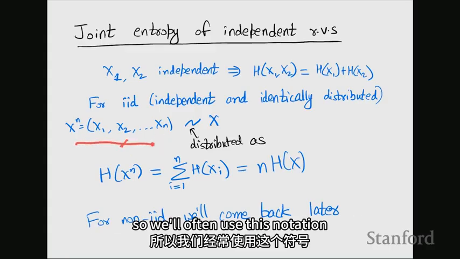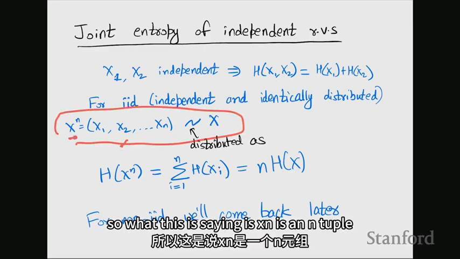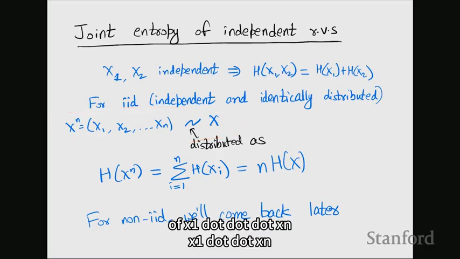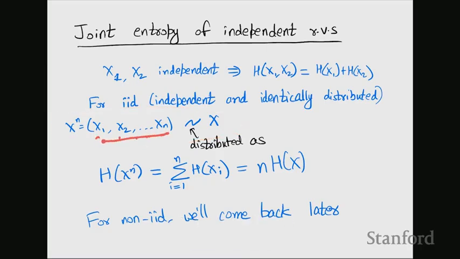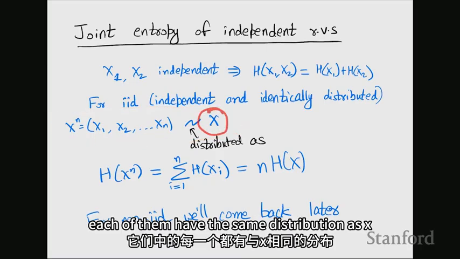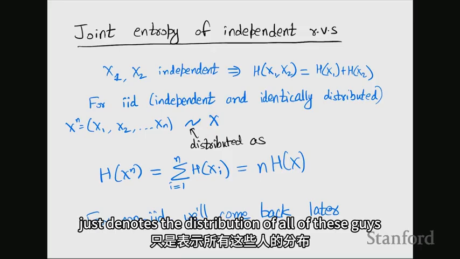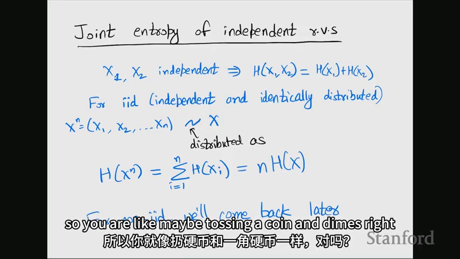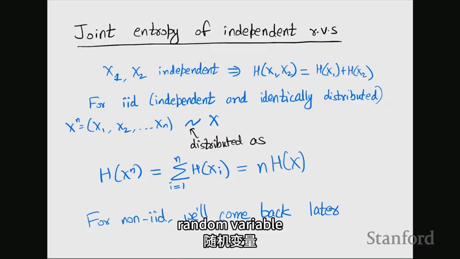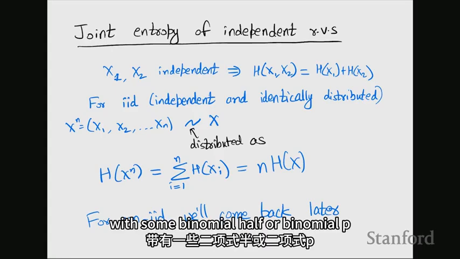So we'll often use this notation. What this is saying is X^n is an n-tuple of X1 through Xn. Each of them has the same distribution as X. X is a placeholder random variable, which just denotes the distribution of all of these. So you are maybe tossing a coin n times, right? Each coin toss is an independent random variable with the same distribution, with some Bernoulli half or Bernoulli p.